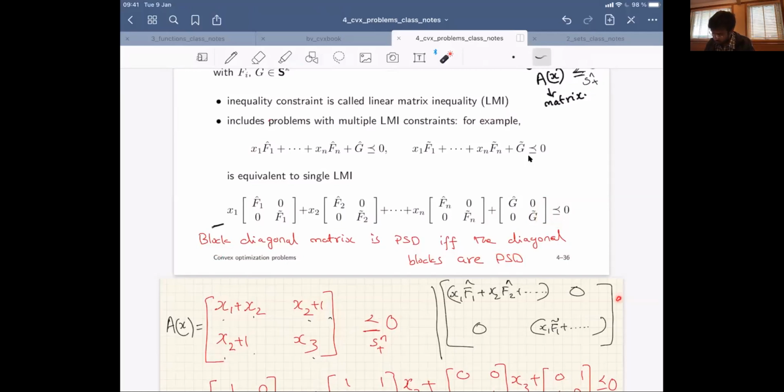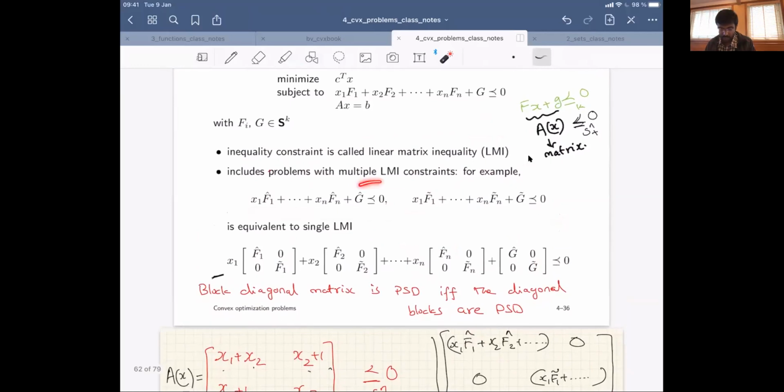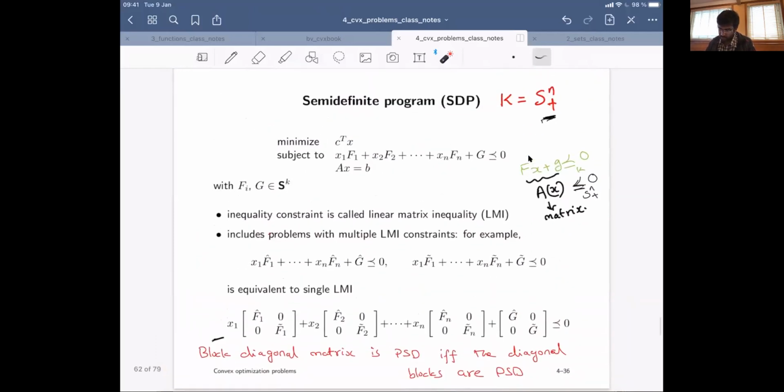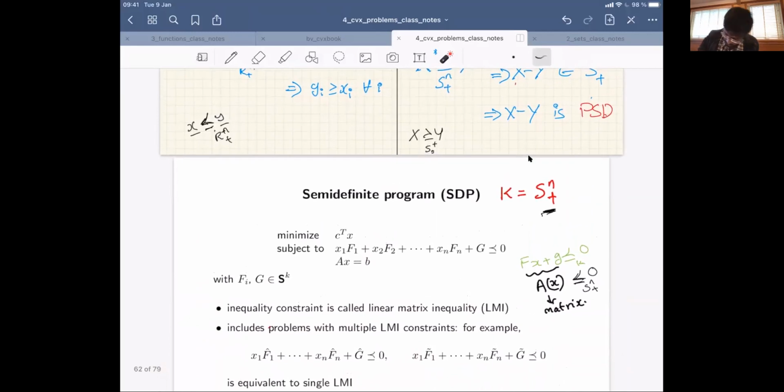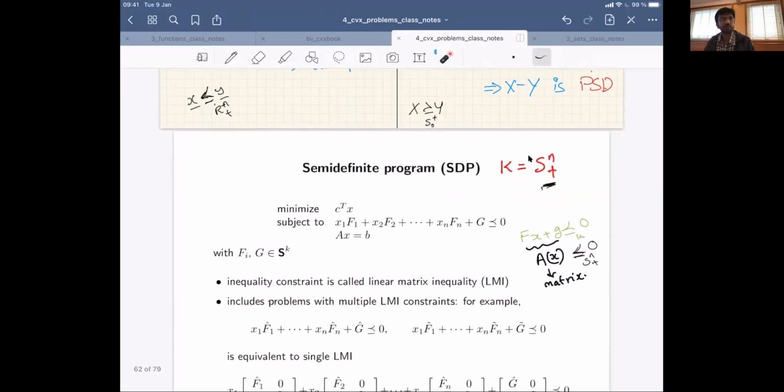That means this is less than or equal to 0, so this matrix has to be less than or equal to 0, and this matrix also has to be less than or equal to 0. My point is, even if you have multiple LMI constraints, linear matrix inequality constraints, you can combine them and write a single LMI. The important thing about semi-definite programming is that it is a conic program where we use a specific cone, the positive semi-definite cone.